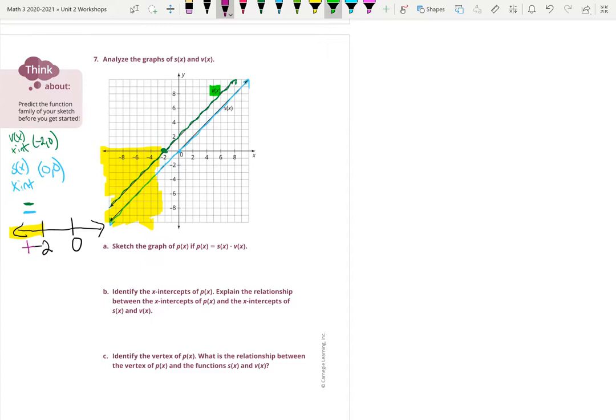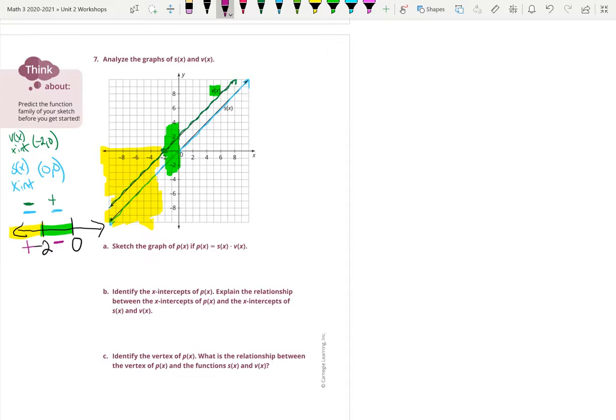Again, let me look at the next region. I'm going to look at the region between negative 2 and 0. So I'm going to be looking at the space between these zeros. Notice two differences. v of x is above the x-axis, so it's going to be a positive number. Notice s of x is below the x-axis, so it's going to be a negative number. A positive times a negative is a negative.